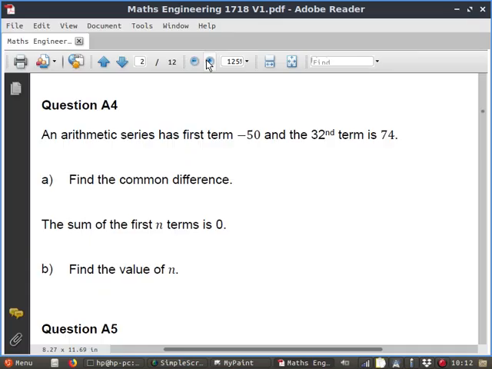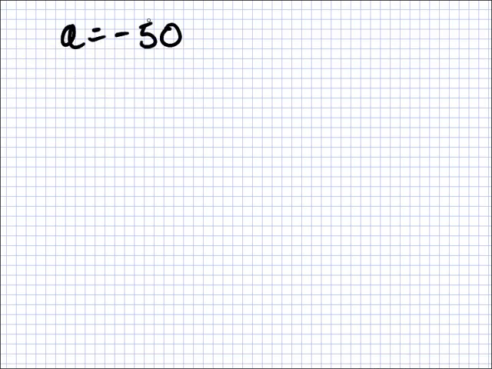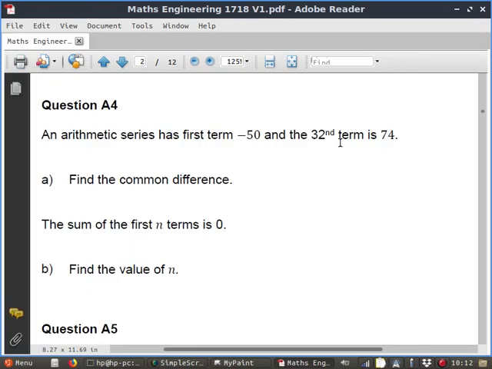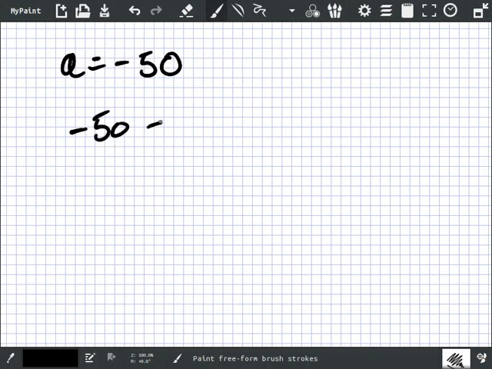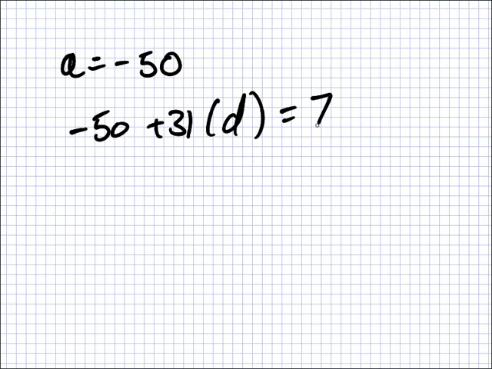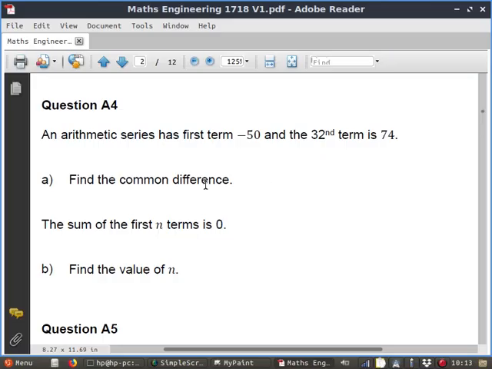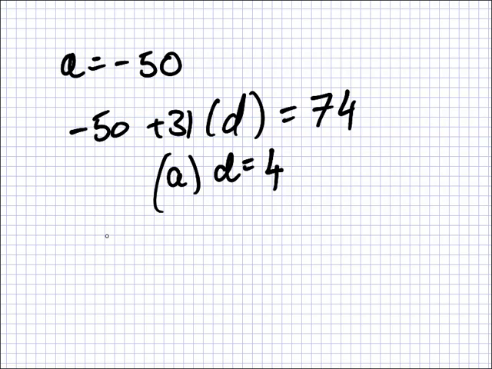Okay, let's have a look. An arithmetic series has the first term of minus 50. The 32nd term is 74. So that means a plus 31d equals 74. Thank you, d equals 4, yeah? Done, first part. B, find n.